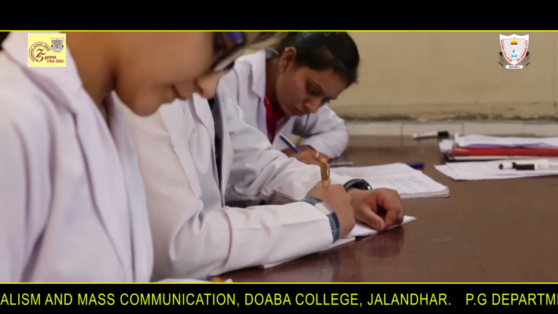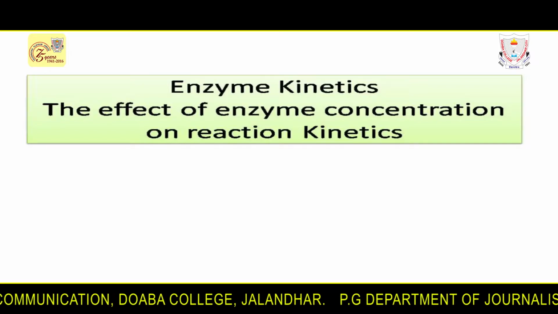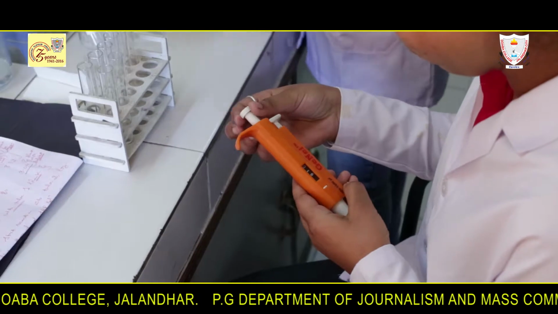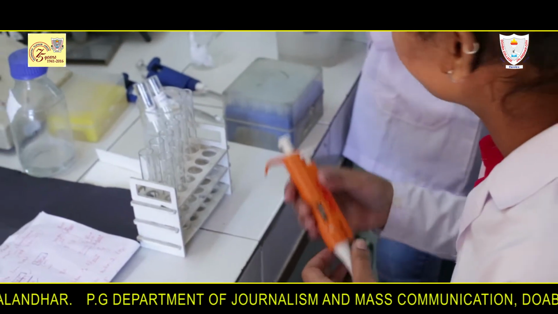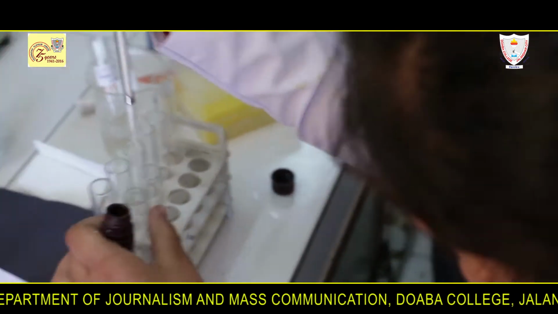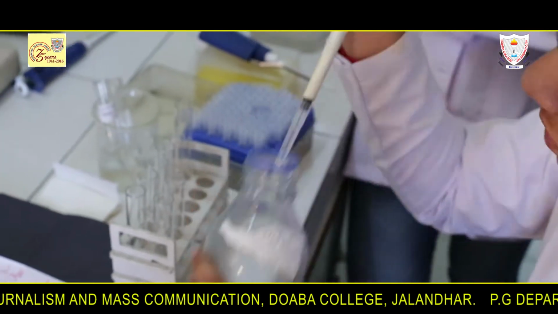Today we are going to see the effect of enzyme concentration on the enzyme kinetics. Now how we perform the experiment. Step 1. Prepare 2 test tubes, one blank and the other test. In tube 1, add guaiacol, HRP enzyme and water.